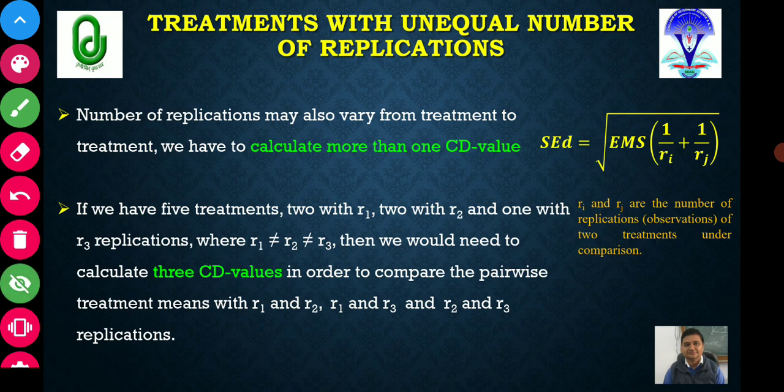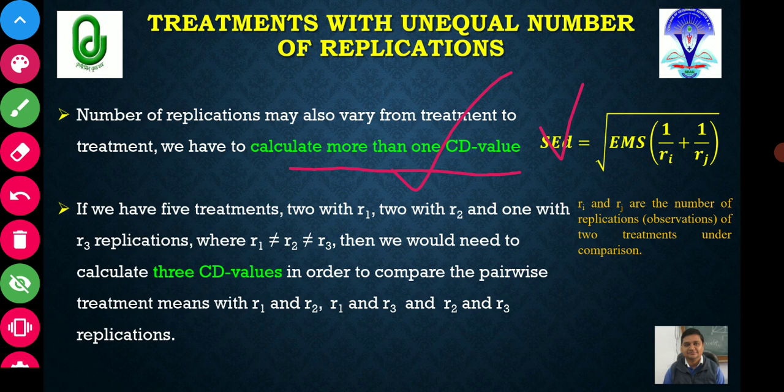One more thing: if the number of replications is different, I have already told you the formula, standard error of difference is equal to the square root of error mean square, that is error variance, into 1 by Ri plus 1 by Rj. That means it will be different if you have different replications. So you have to calculate a different CD value. The number of replications may vary from treatment to treatment, so we have to calculate more than one CD value.